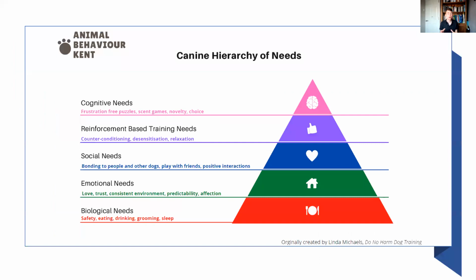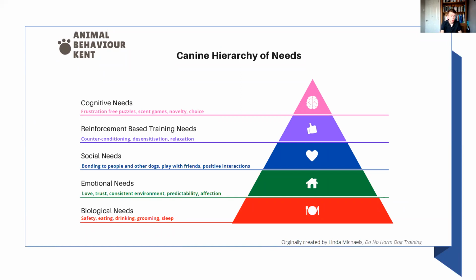So one way to look at dogs' needs, or canine needs, is through something called the canine hierarchy of needs. It's quite a good way to understand some of those core needs for dogs that need to be met in order for dogs to be able to learn and process things properly and feel happy and promote good welfare. So this is, again, a really good resource.